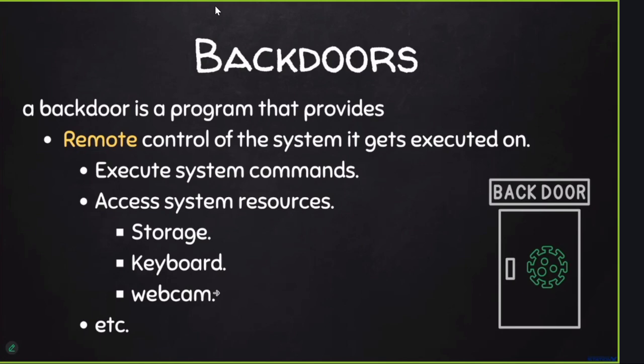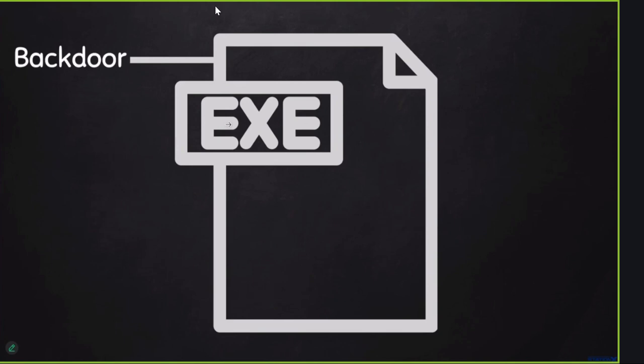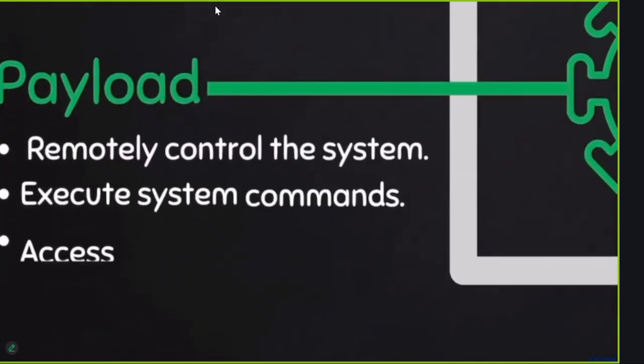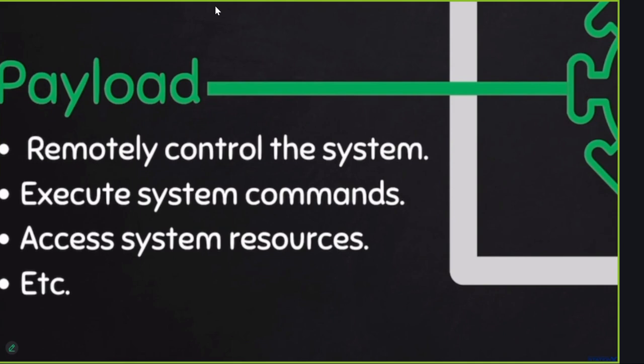Basically, you'll be able to remotely do anything that a normal person can do on their computer once they execute your backdoor. So a backdoor is simply a program. It's simply an executable. But what makes it special is part of its code that we refer to as a payload. So the payload is the part of the code inside the backdoor, inside the executable, that allows us to remotely control that computer, execute system commands, access its resources, and so on.